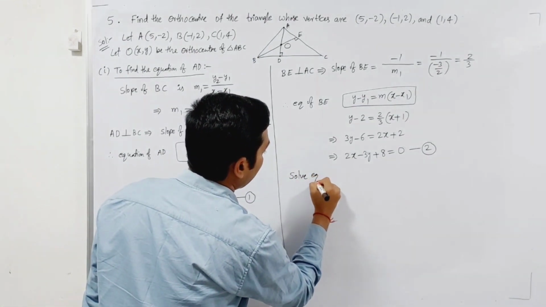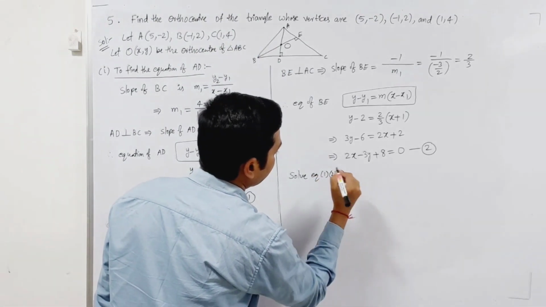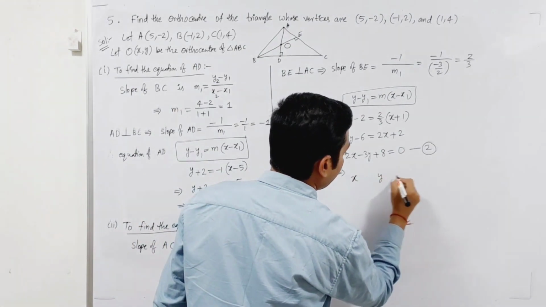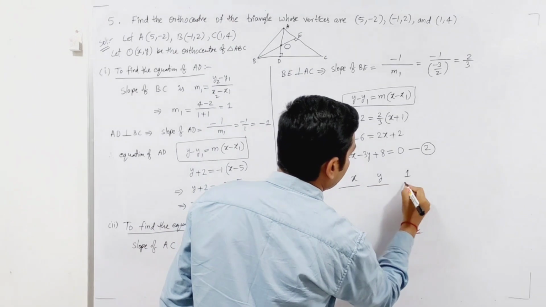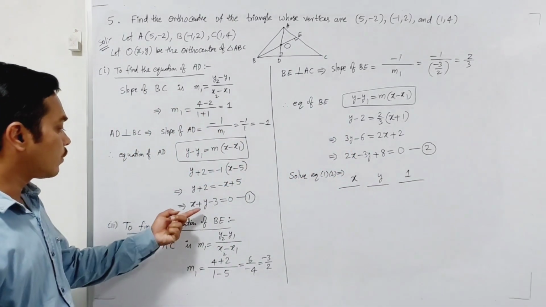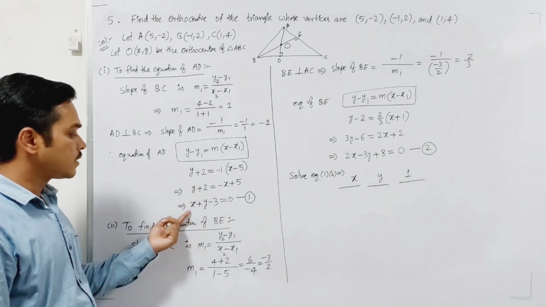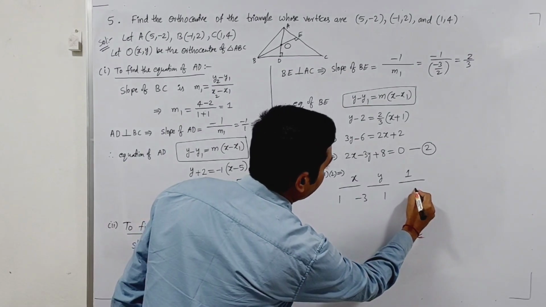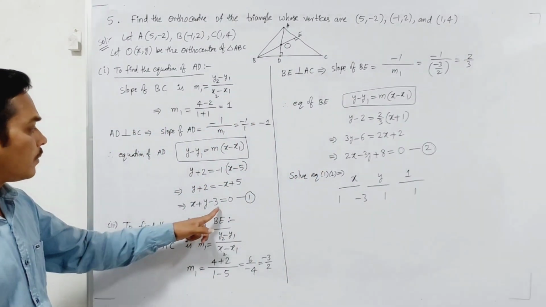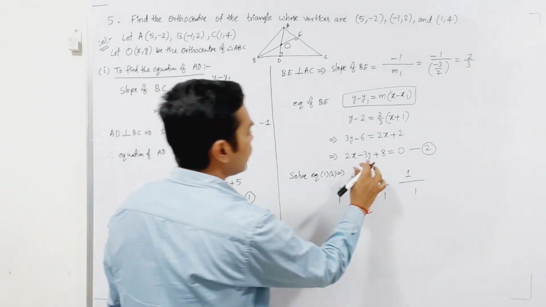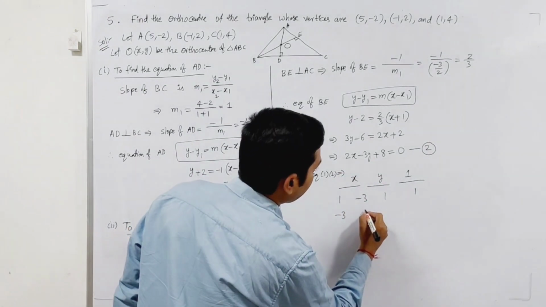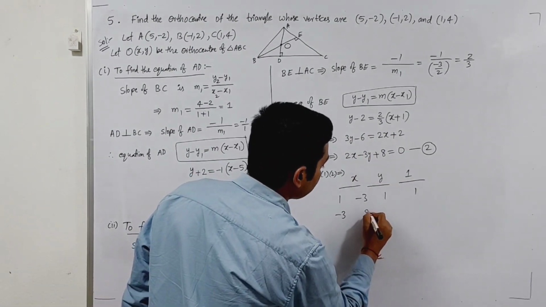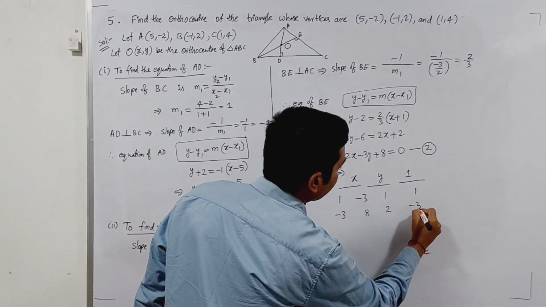Solve equations 1 and 2. We get the orthocenter by using the same cross multiplication method. X, y, 1: starting with the y coefficient, ending with the y coefficient. Here the y coefficient is how much? 1. Constant, x coefficient and y coefficient: 1, minus 3, x coefficient, again y coefficient, 1, minus 3, 1, 1. In the second equation, starting with the y coefficient, ending with the y coefficient, y coefficient, constant, x coefficient, again y coefficient.